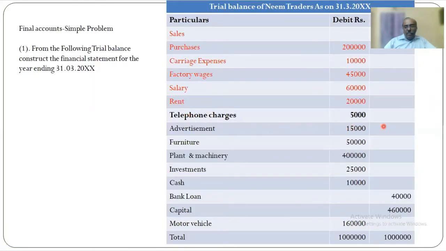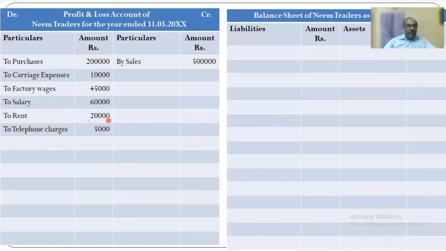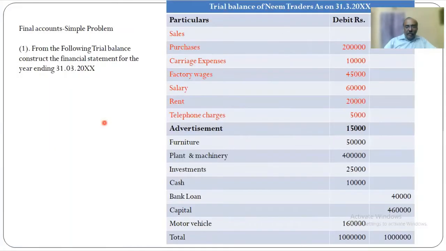Then telephone charges, 5,000 rupees. Is it money received or spent? Here money is spent. And is this spending used for next year? No, it is not used for next year. This is current year spending only. So we put it on the expense side of the profit and loss account. Then advertisement charges, 15,000 rupees.